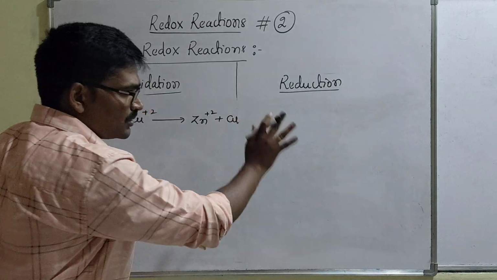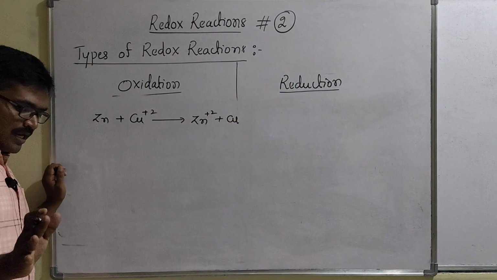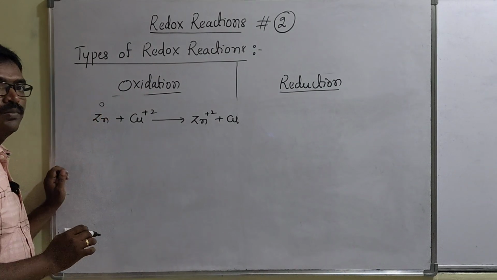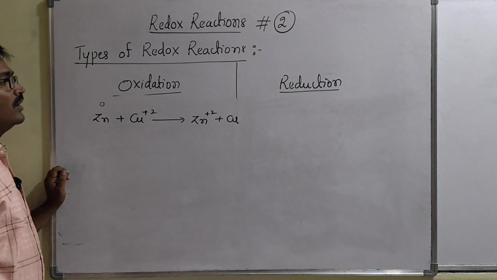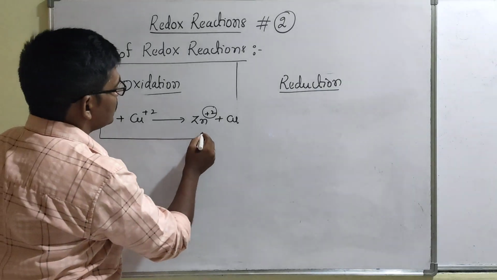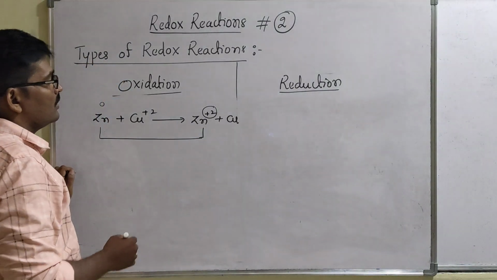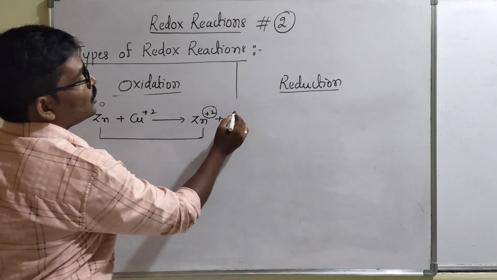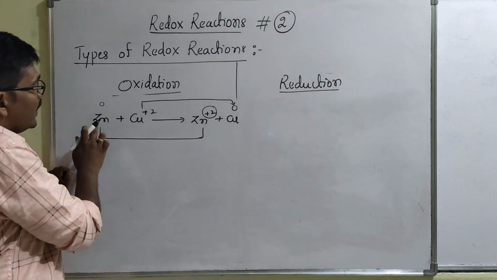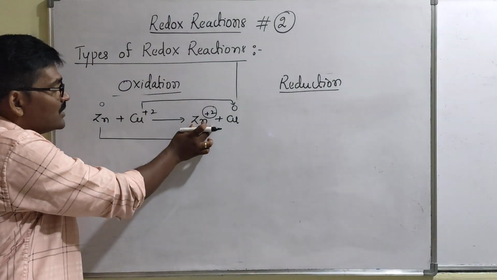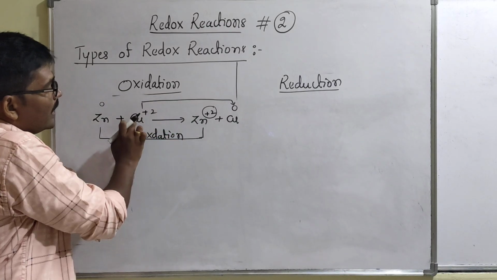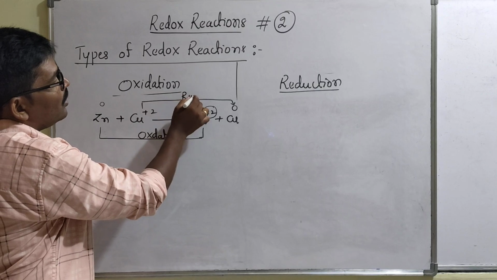This is one of the redox reactions. If you observe in this redox reaction, the oxidation state of zinc is 0 because it is present in the elemental form. Then here it is plus 2. From 0 to plus 2, the oxidation state increases. Then plus 2 to 0, the oxidation number decreases. Where the oxidation number increases, we call it oxidation. Where the oxidation number decreases, we call it reduction.